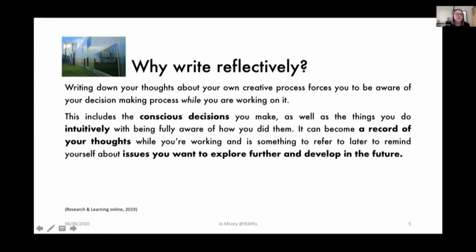Sometimes you think intuitively, you think, oh, okay, in this moment, I'm going to do it like this. You haven't really thought about the process too much. That's okay. That's good. That's part of being a creative person, or part of research processes. And it can become a record of your thoughts.